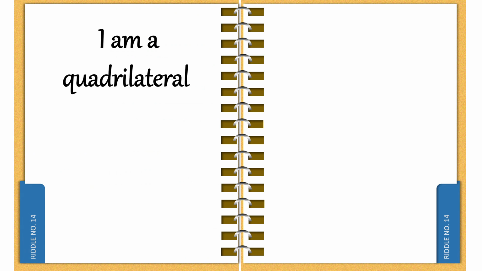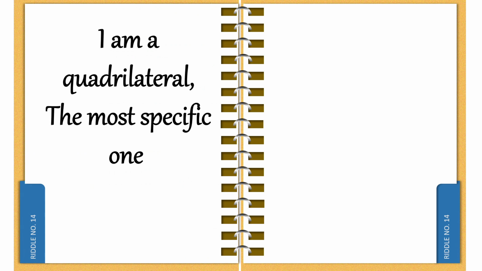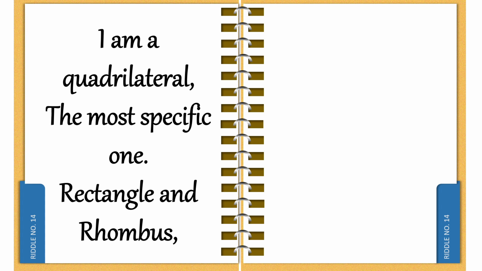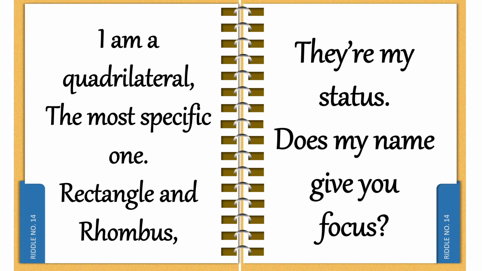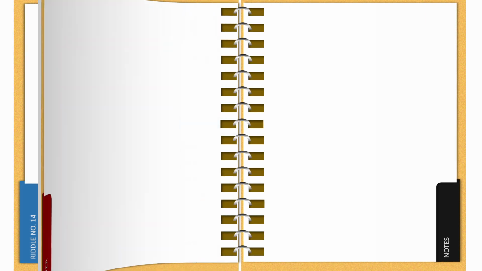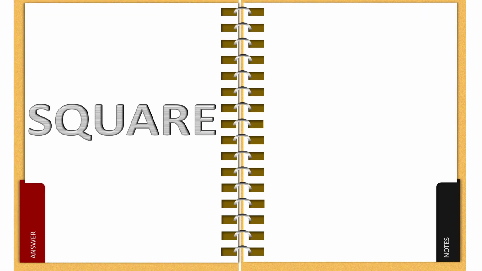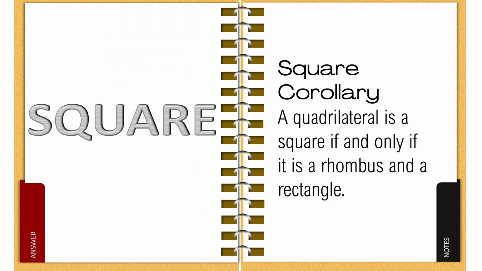I am a quadrilateral, the most specific one. Rectangle and rhombus, they are my status. Does my name give you focus? Square is the correct answer. This is the corollary that supports the answer to the riddle.